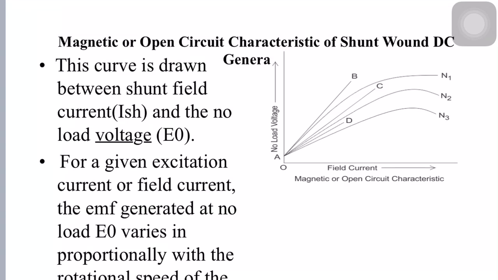Okay, next one, due to residual magnetism, the curve starts from point A, slightly above the origin O, and the upper portion of the curves is bent due to saturation. And next one, the external load resistance of the machine needs to be always maintained greater than its critical value. Otherwise, the machine will not excite, or if it is already running, it will automatically stop.